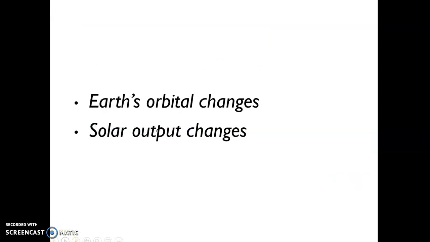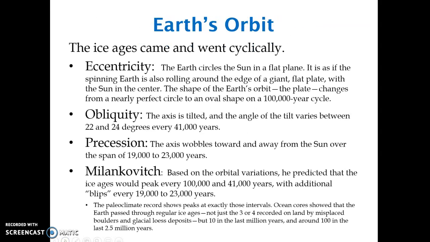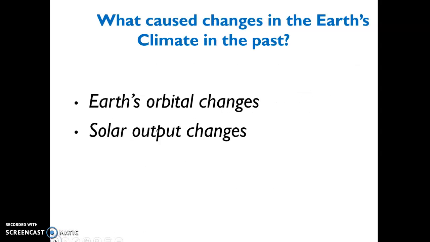Okay, let's talk for a minute about Earth's orbital changes. I'm going to put up a bunch of stuff here. We know that in the past, the Earth's climate has changed. It's gone up and down. Some of the reasons hypothesized to cause these changes are Earth's orbital changes and solar output changes. So if the Earth's orbit changes from round to elliptical, or if the solar output changes, that will result in natural changes to the Earth's climate in the past.